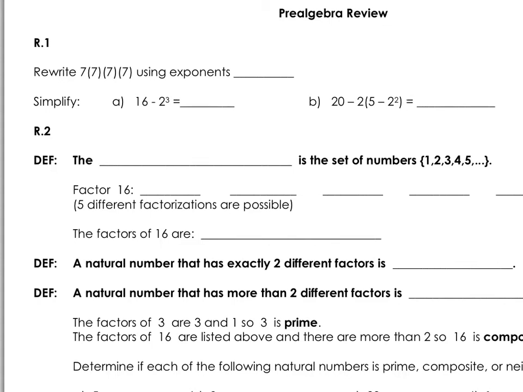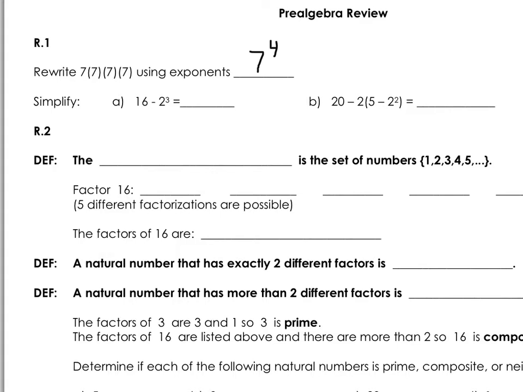Pre-algebra review. The first thing we learn in our pre-algebra review is using exponents. If we have 7 times 7 times 7 times 7, there are 4 7s, and we can rewrite that as 7 to the 4th. 7 is the base, and 4 is the exponent.